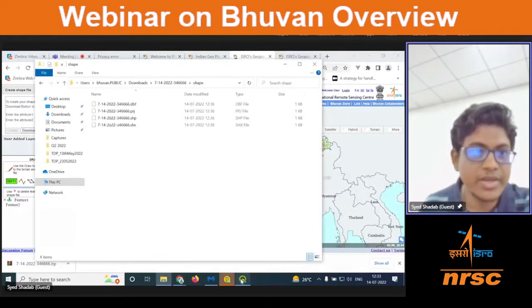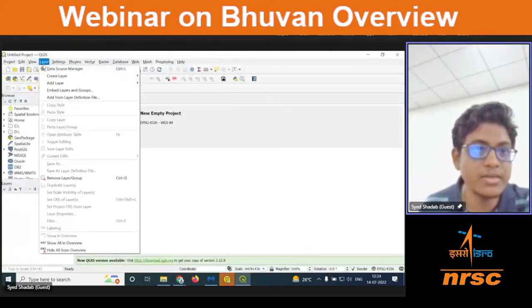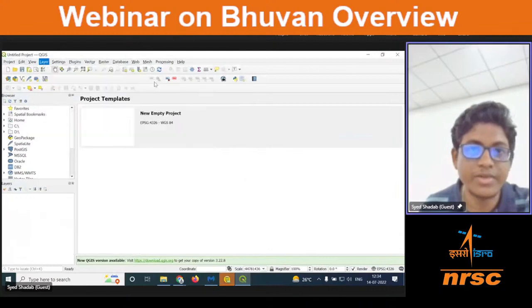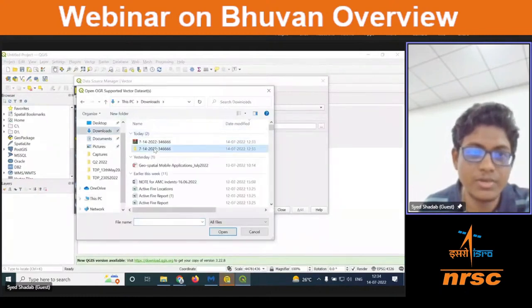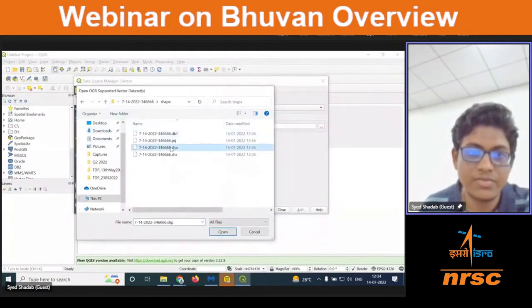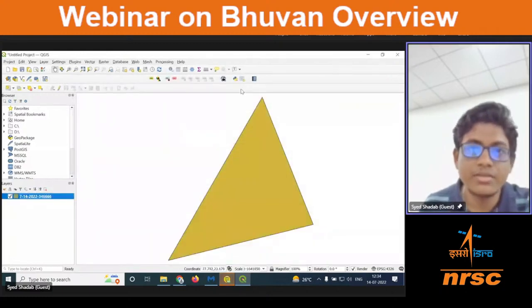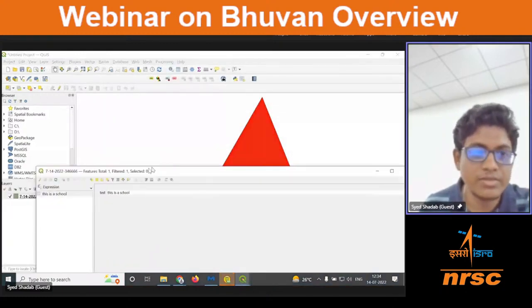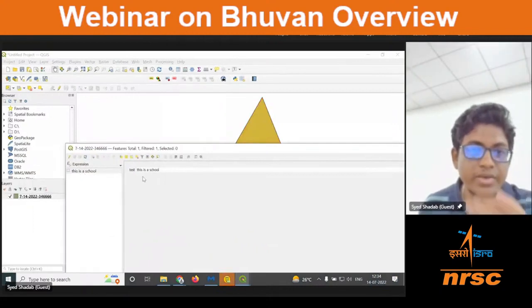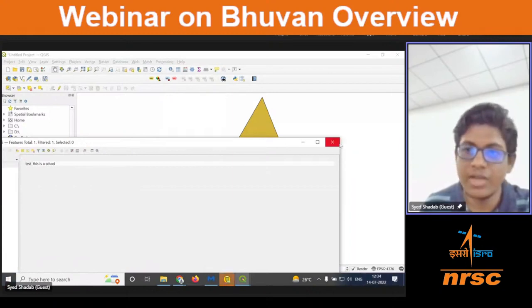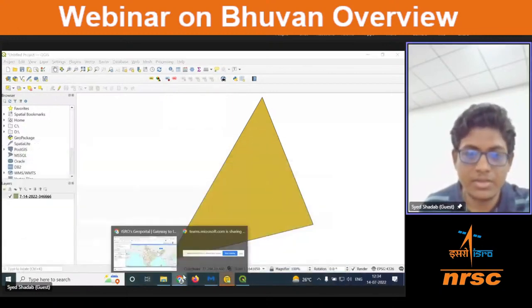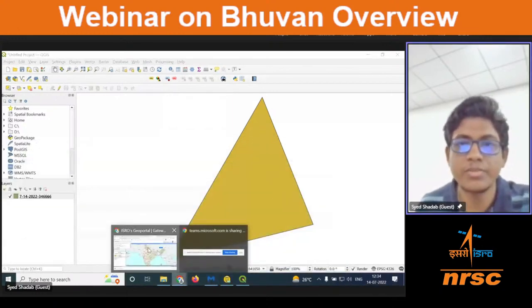We can add the layer like this: add layer, and go to vector layer. Go to the shapefile that we have downloaded. It is in the download folder. If you select and add the shapefile, it is added, and the attributes you can also visualize. Like what we have added, test, this is a school, this is the attribute name, and this is the value we have entered.